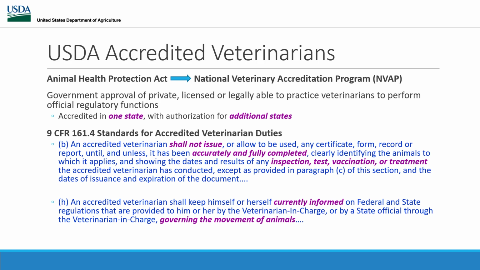As a veterinarian who volunteered to become accredited, you are regulated by the standards of conduct for accredited veterinarians as found in the Code of Federal Regulations, specifically 9 CFR 161.4. For the purpose of issuing international export health certificates, the salient points of these standards is that it is your responsibility when issuing a health certificate for an animal to move to another country that it is accurately and fully completed by staying up to date on the regulations governing the international movement of animals, and that you conducted any of the required inspections, tests, vaccinations, or treatments required.